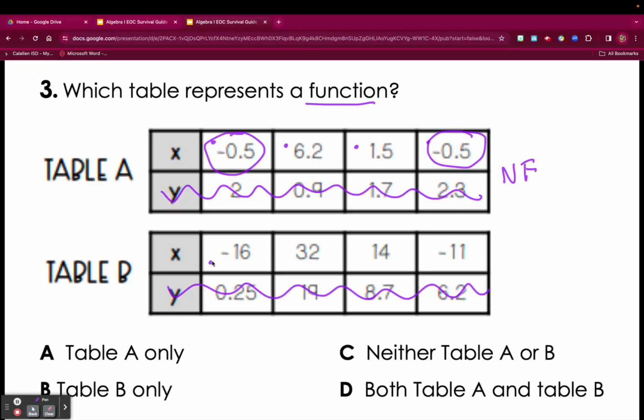If I look at table B, I have negative 12, 32, 14, and negative 11. I do not have an x value that repeats, so this would be a function. So the only table that represents a function is table B. So my answer is table B only.